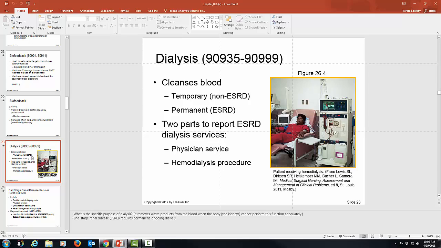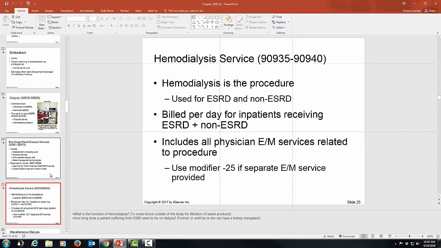Dialysis is in this section, even though it doesn't seem like it should be, but this is where it is. So we have dialysis cleansing the blood, either temporary or permanently. So temporary is non-ESRD, non-end stage renal disease, or permanent is end-stage renal disease. There are 2 parts to report this dialysis service, the physician service and the hospital side. Hemodialysis is the procedure used for both of them, billed per day for inpatients receiving this care.